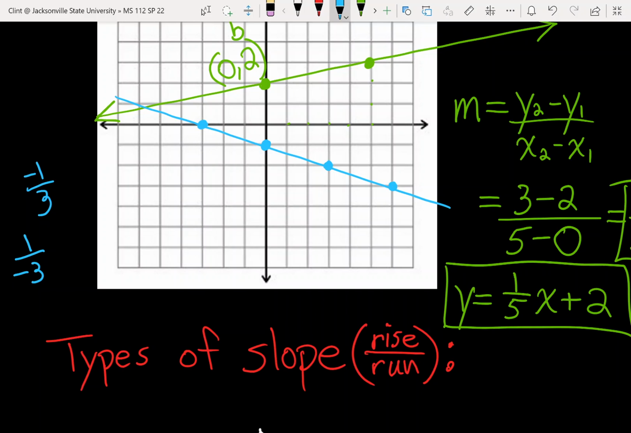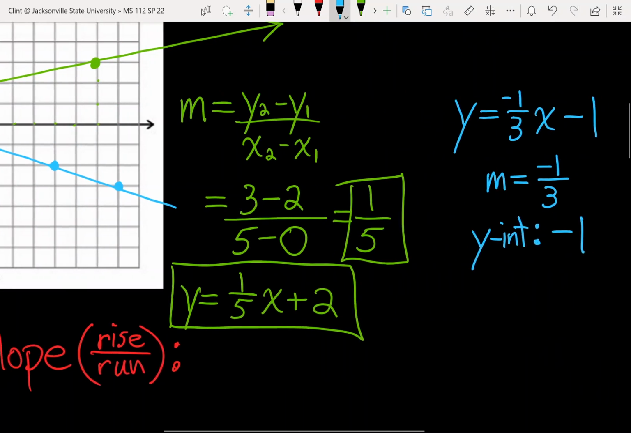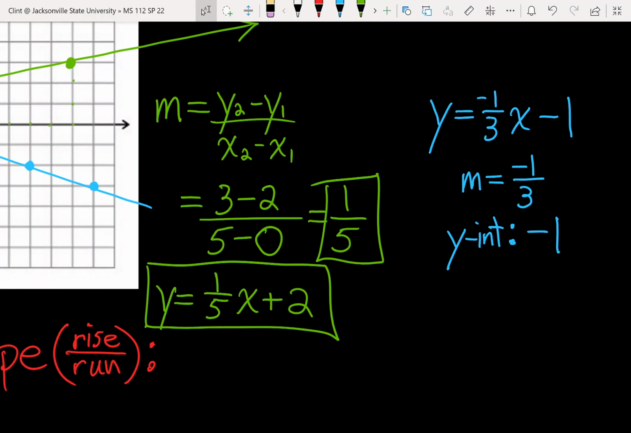Questions on that one? Counting the slope. Go back over so you can see it.